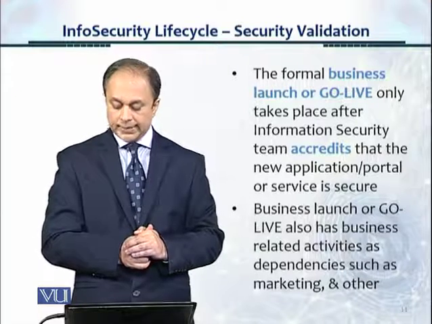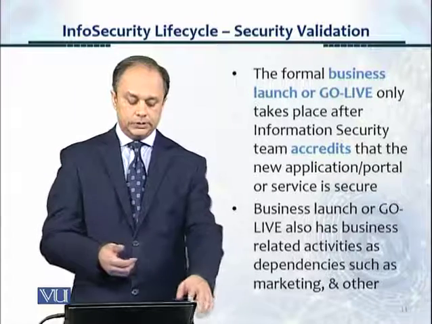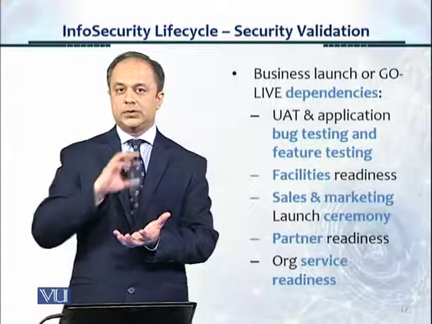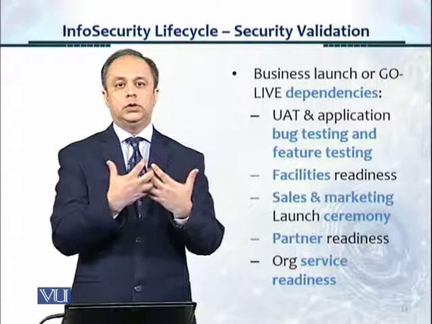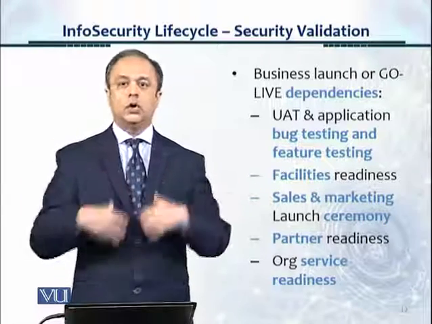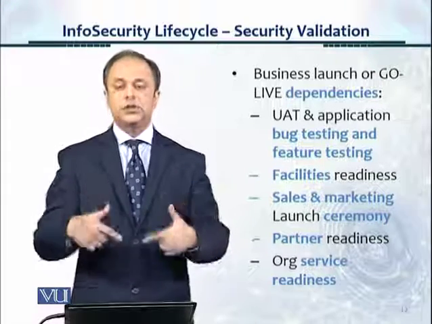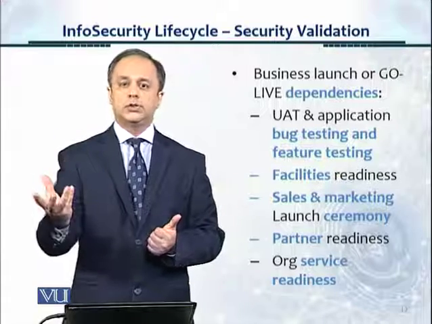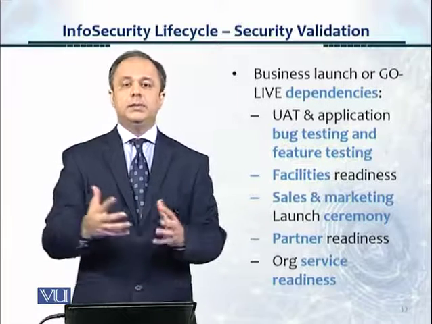Business launch or go live also has other business related activities and dependencies such as marketing, sales, getting facilities ready. And the business launch or go live dependencies, apart from information security, which has to perform an accreditation and has to certify really that the environment is secure and the application or the system does not present any security risk. The other dependencies which are happening in parallel because the organization is trying to launch something, those are that the UAT and application bug testing and feature testing is taking place. And UAT is user acceptance testing. So the actual internal customer or the external customer has to accept that the application is working properly and is bug free.